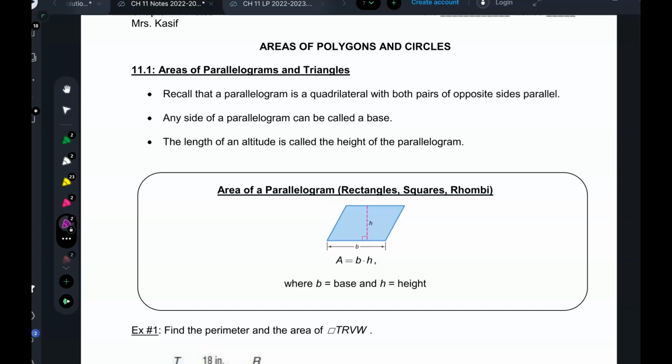Okay, yes, we are going to do area in this chapter. Some of these formulas should look familiar, some might be new.